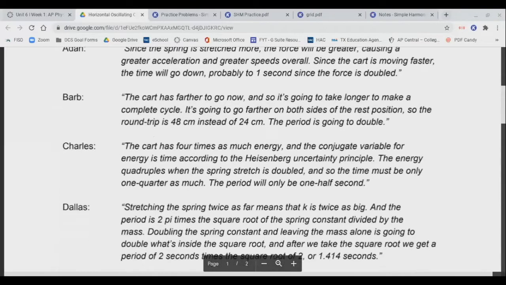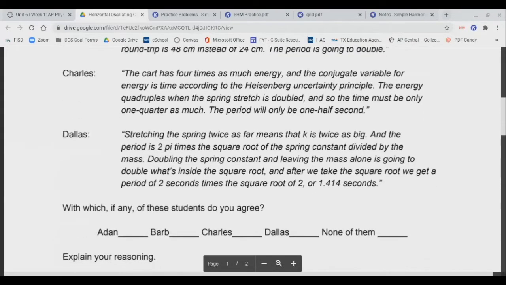Now, if Dallas is anything like the football team, automatically we can say that he's not going to be in the playoffs. But let's see what he has to say about physics.